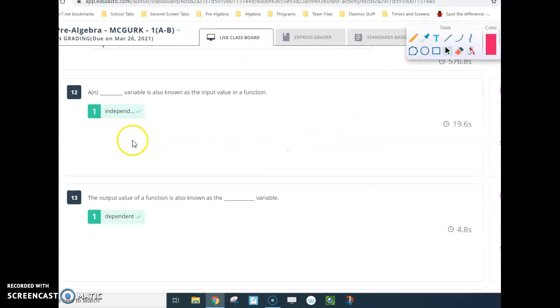All right, number 12. An independent variable is also known as the input, so independent is input. The output of a function is also known as the dependent. So output is dependent, or y.